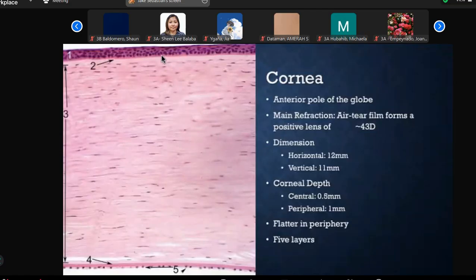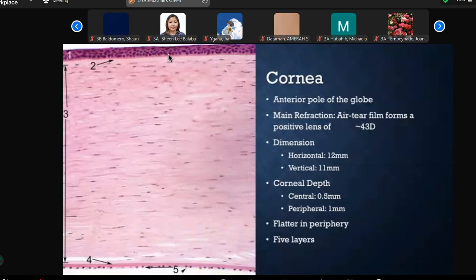Cornea. So the cornea is clear. We will end at 7:30, so give me 10 minutes. But when you do a cross section of the cornea, you see this structure. So number 1 here is the corneal epithelium. The corneal epithelium is the one innervated by the nasociliary nerve of your ophthalmic division of trigeminal. So it's V1. So if you hit your cornea, it's very painful.